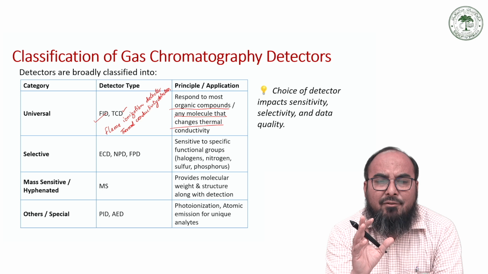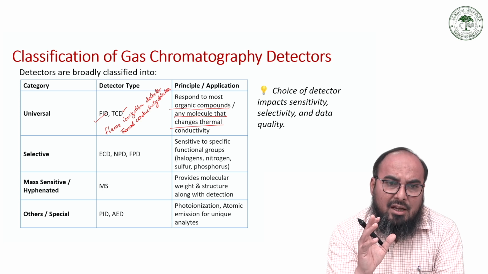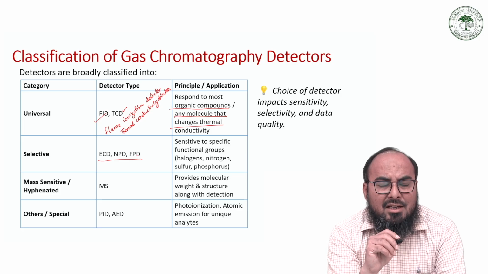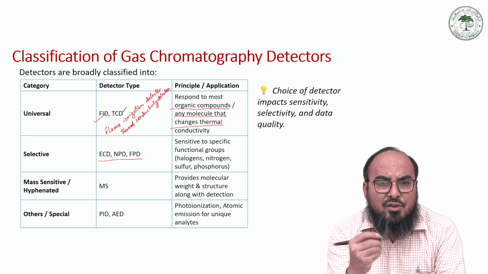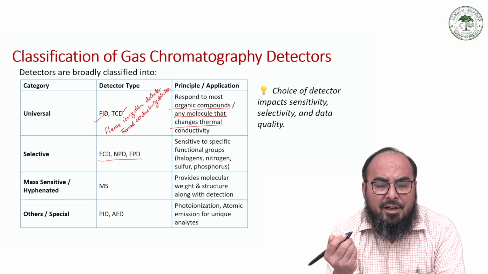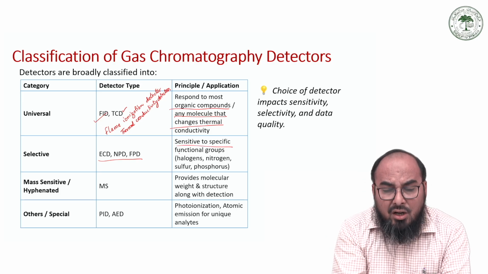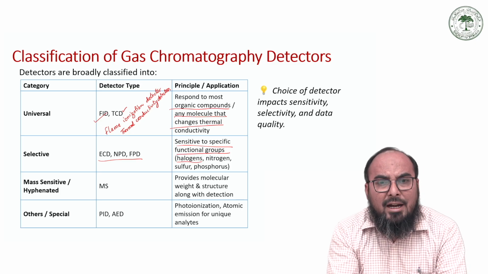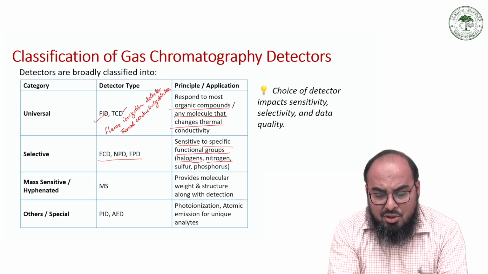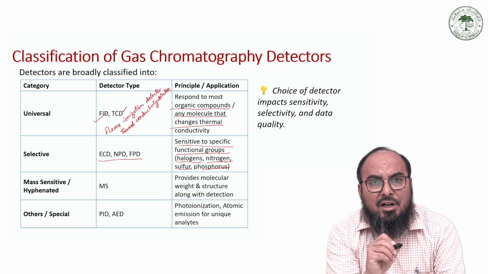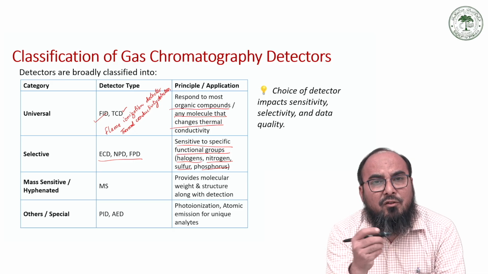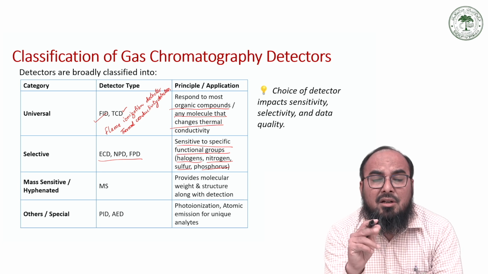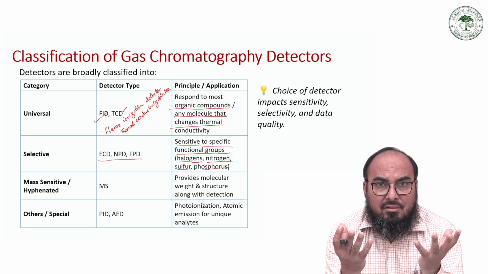Similarly, sometimes we have to have selective detection, and for that we have these three types of detectors: the electron capture detector, the nitrogen phosphorus detector, and the FP detector. These are specific for detection of specific functional groups like halogens, such as chloride and bromide. Similarly, for nitrogen, sulfur and phosphorus, for example in the detection of pesticides, these types of detectors come into play.